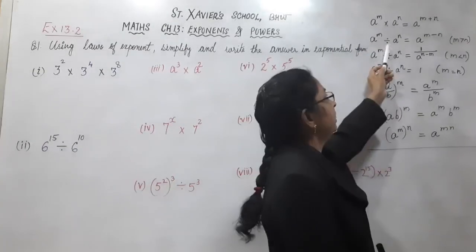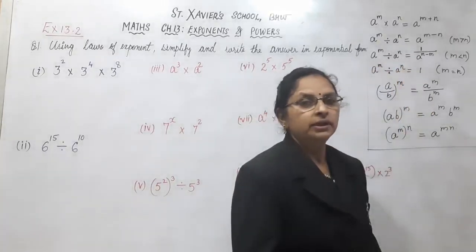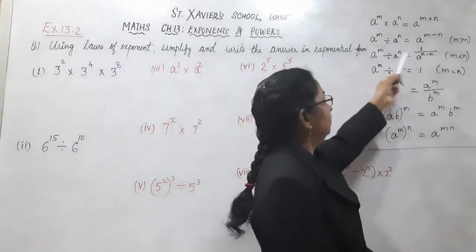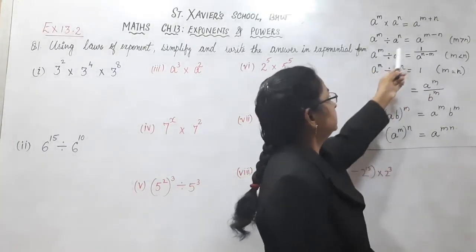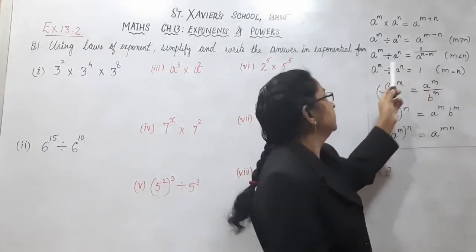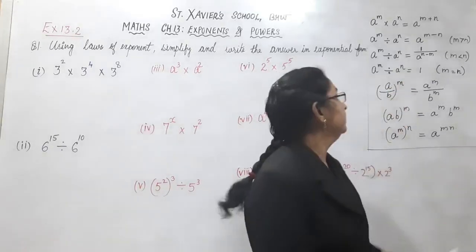A raised to m divided by a raised to n is a raised to m minus n if m is greater than n. If m is smaller than n, then the answer is 1 upon a raised to n minus m. If both the powers are same, then the answer will be 1.